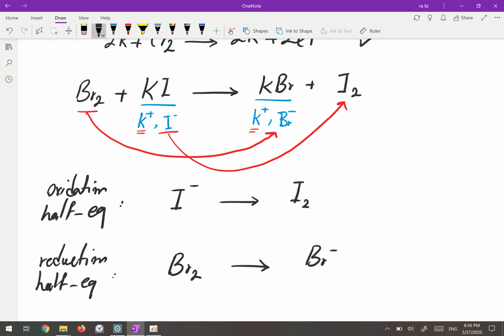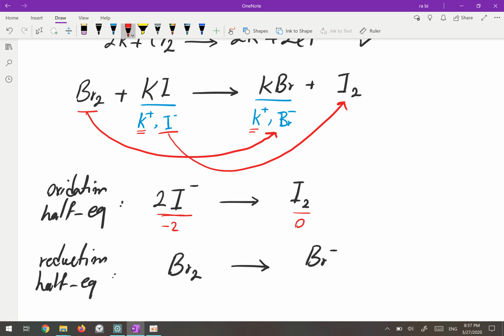Let's balance them. Let's start with the oxidation half equation. Here on the left side, I have one iodide. On the right side, I have two. So for balancing the mass, I must add 2 here as a coefficient. So now the mass is balanced. Now I have to balance the charge. The total charge at the left side is -2. I have 2 iodide, each one of them is -1. At the right side it is 0.